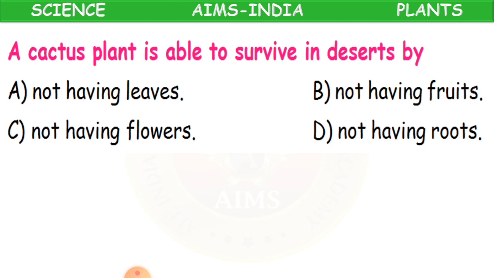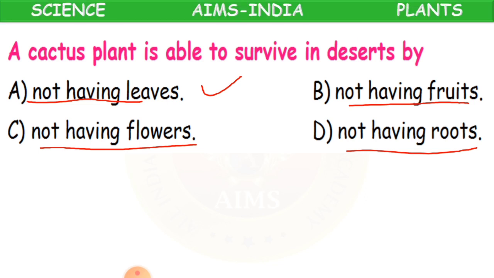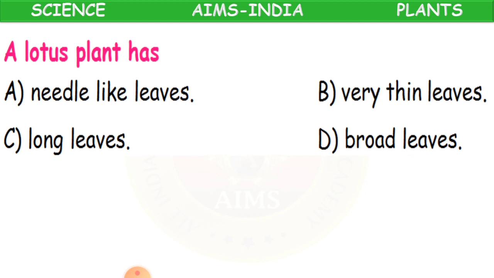Next question. A cactus plant is able to survive in deserts by not having leaves, not having fruits, not having flowers, or not having roots. Okay, children. So what is the option by which a cactus plant is able to survive in the desert? It is A option, that is not having leaves. Okay, children, clear? Now the next question.